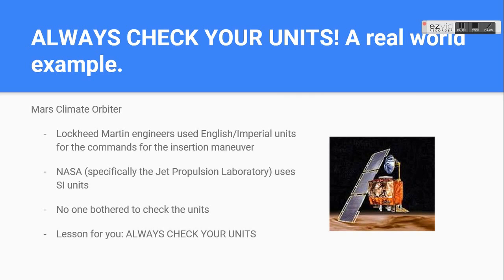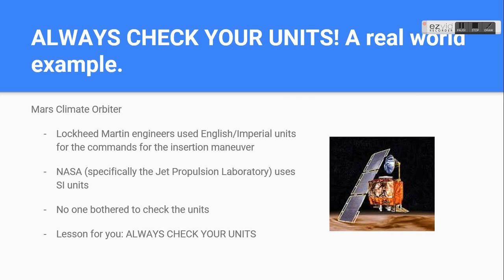One of the maneuvers is what's called an insertion maneuver. It's basically the maneuver which slows the spacecraft down and gets it into orbit. Well, Lockheed Martin used imperial units or English units as the commands to this maneuver, but never included what those units were in their computer program. NASA, and this is specifically the Jet Propulsion Laboratory, uses SI units in all of their space programs.